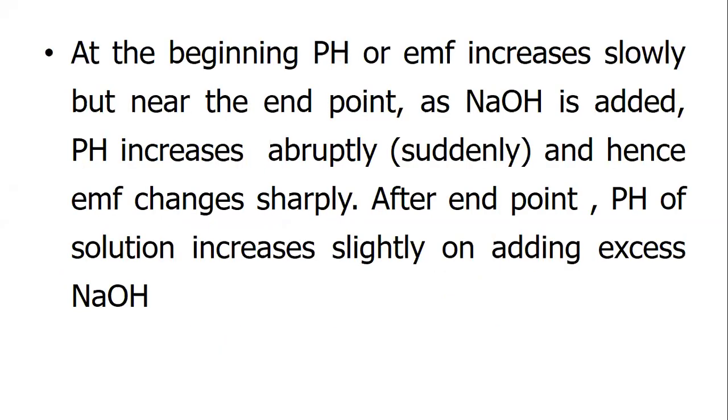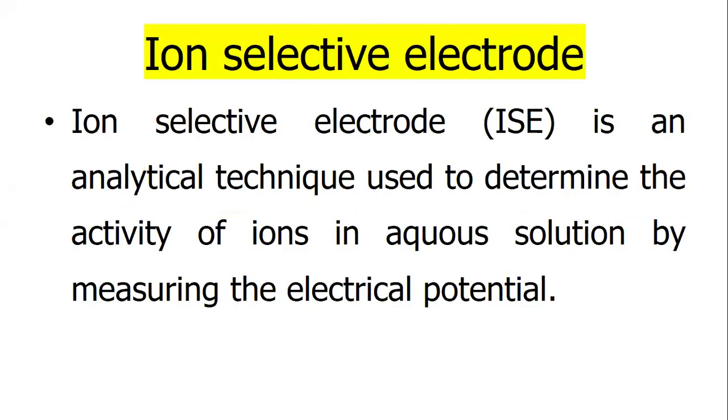During the titration, as volume of alkali is added, the pH changes and accordingly the EMF changes. At the beginning, the pH or EMF increases slowly, but near the end point, as NaOH is added, pH increases abruptly and hence EMF changes sharply. After the end point, the pH of the solution increases only slightly on adding excess NaOH.